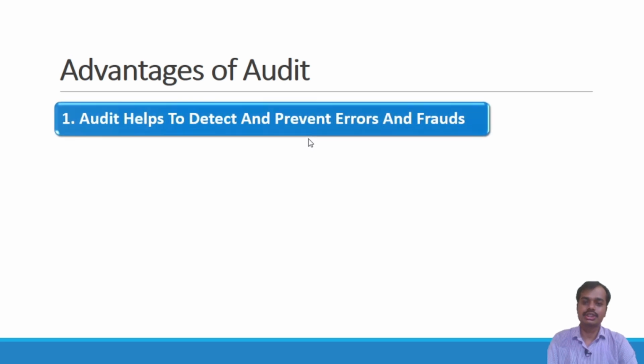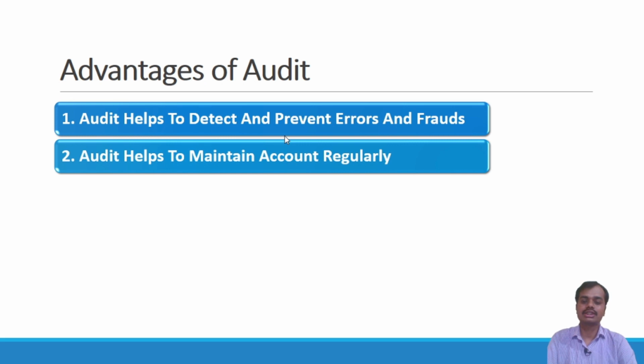First advantage is audit helps to detect and prevent errors and frauds. An auditor's main duty is to detect errors and frauds, preventing such errors and frauds, taking care to avoid such frauds. Thus, even though all organizations do not have compulsion to audit, they make audit of all the books of accounts.